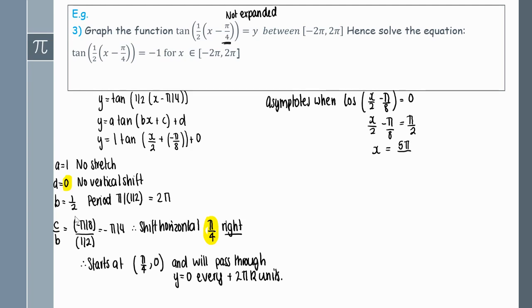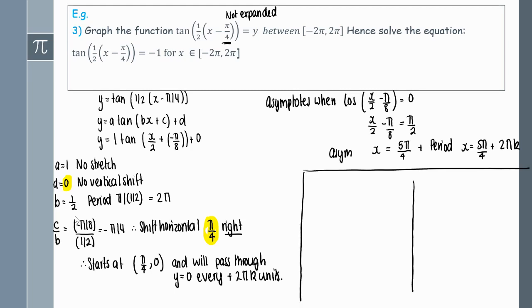So I let x over 2 minus pi on 8 equal pi on 2. Rearrange for x, so plus on the pi on 8, times by 2. And then I know there's an asymptote at 5 pi on 4. And again, this is going to occur when we plus on the period 2 pi, or we subtract the period 2 pi, and we keep going in that pattern. Now I have everything I need to sketch this beautiful tan graph.